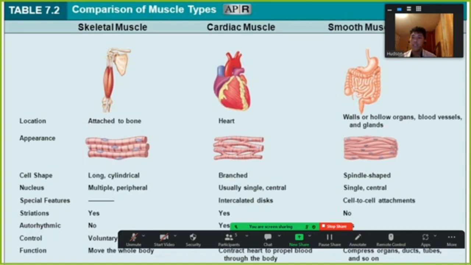Last, we have smooth muscle. Location niya kay walls of hollow organs, blood vessels, and glands. Yung appearance kay makita sa picture. Cell shape, spindle shape, nucleus, single or central. Special features, cell-to-cell attachment. Striations kay no. Autorhythmic kay yes. Control kay involuntary, same as cardiac muscle. Function niya kay compress organs, ducts, tubes, and so on. Next.